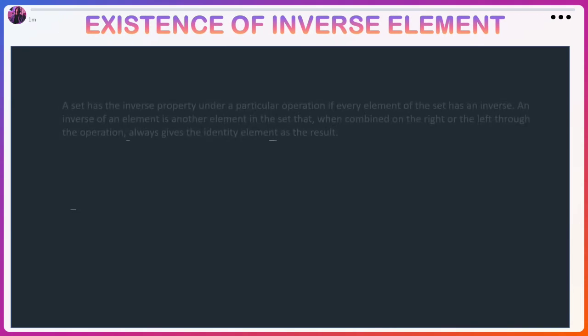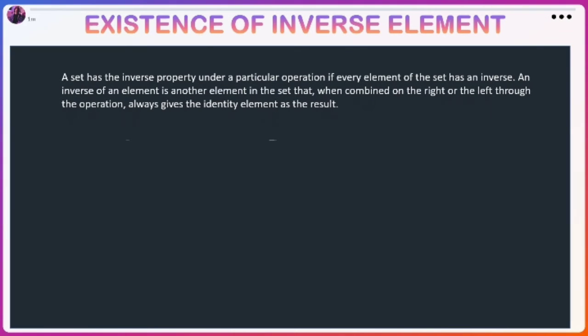And the last one is existence of an inverse element. A set has the inverse property under the particular operation if every element of the set has an inverse. An inverse of an element is another element in the set that, when combined on the right or the left through the operation, always gives the identity element as the result.